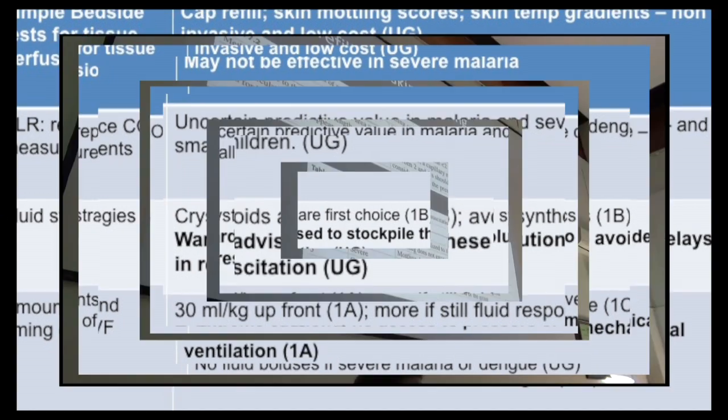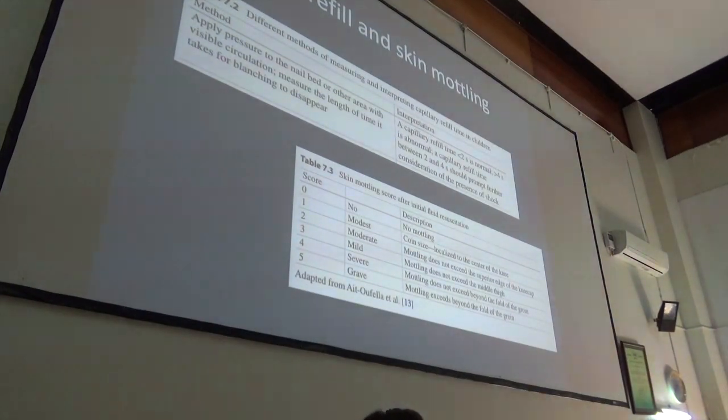They include scores for interpreting cap refill time in kids. They include scores for skin mottling. And the point of this is not that this is the only way to do it. The point of this is have a system, have a protocol, have a set of monitoring parameters, and follow it.